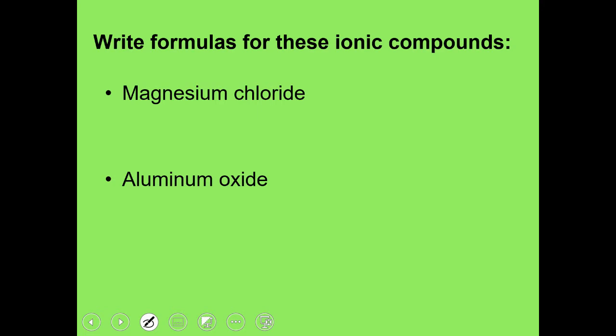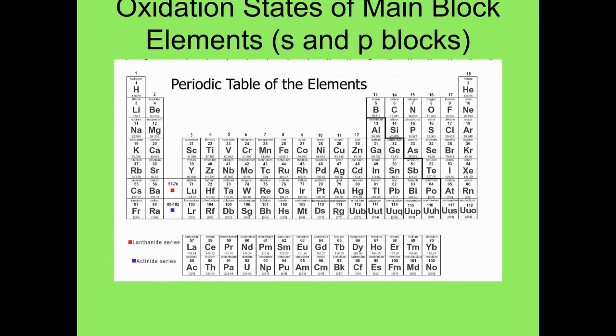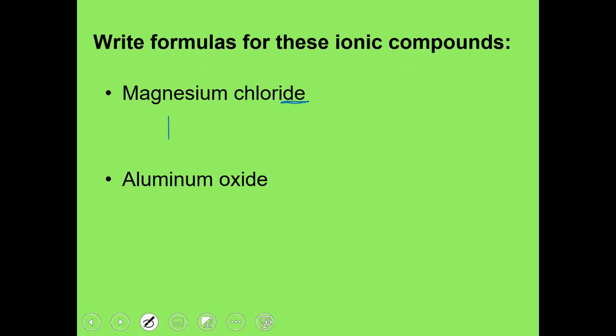So when you write the formula, you really need to look at magnesium and chlorine. Now, the second element is always going to have its ending changed to -ide. So here's magnesium, and here's chlorine, and when it gains the electron, then they call it chloride. So we know that magnesium is a +2 ion, and then we know that the chloride is a -1 ion.